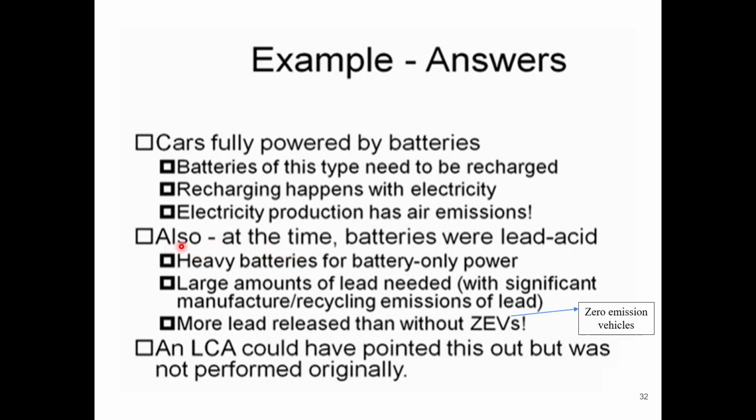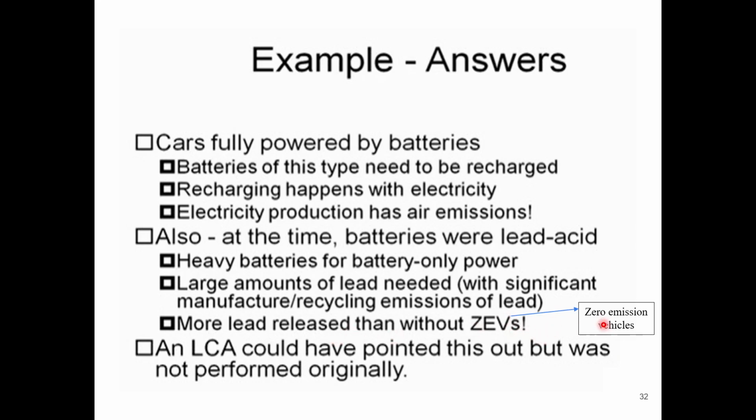Apart from that, at the time batteries were lead acid. Lead is considered a heavy metal, and these heavy batteries for battery-only power required a large amount of lead. That resulted in significant manufacturing and recycling emissions of lead, which is again a hazard. And more lead was released than without ZEVs.